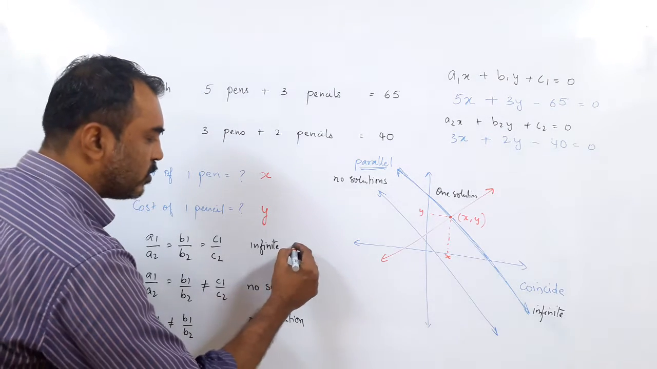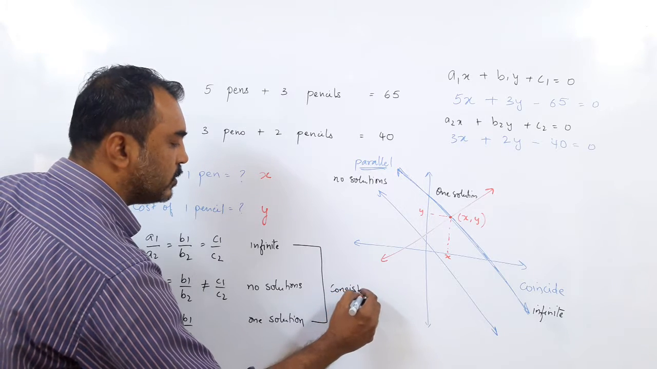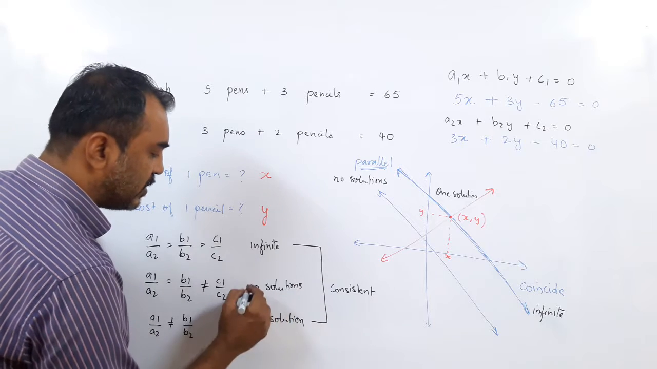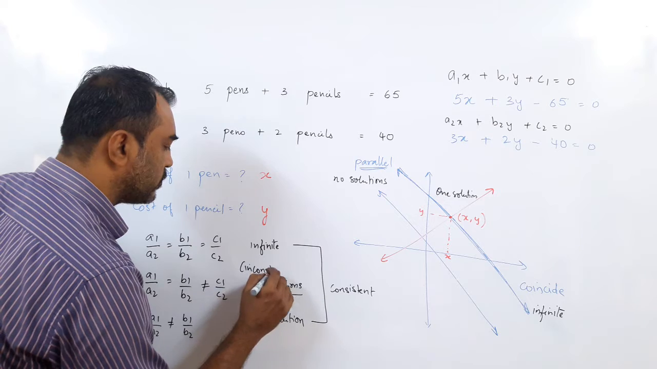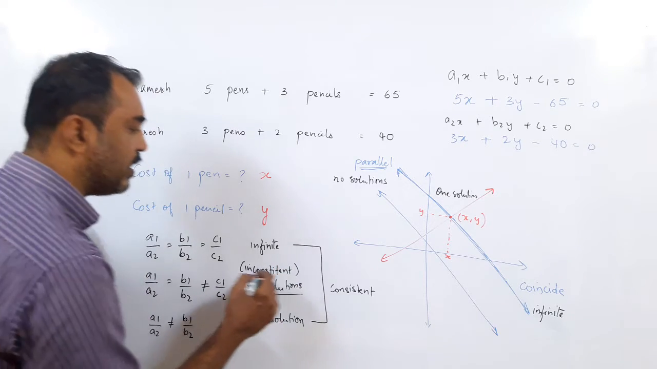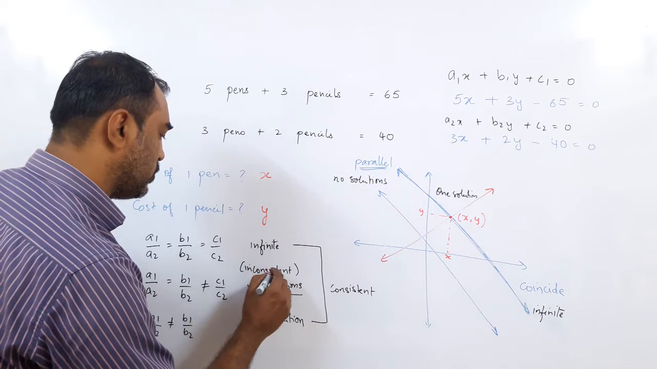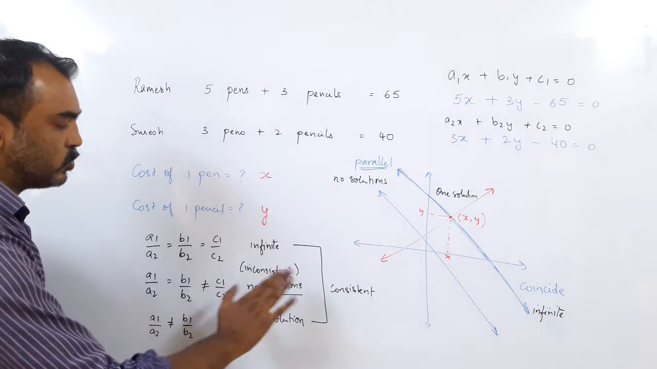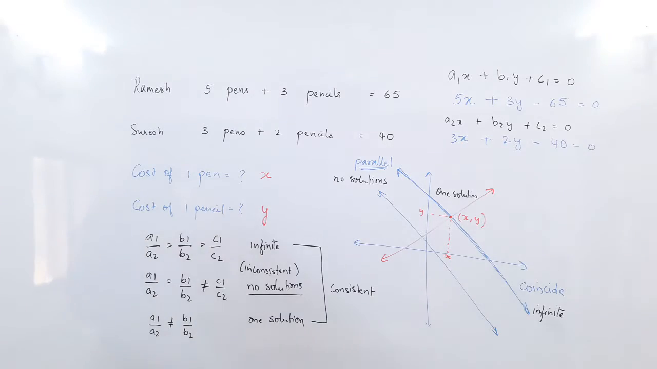Now, infinite solutions and one solution are called consistent, because these two give us a solution. No solution is inconsistent. Inconsistent means no solution. Whether there is an infinite number of solutions or one solution, it is consistent. Okay? Now let us check.